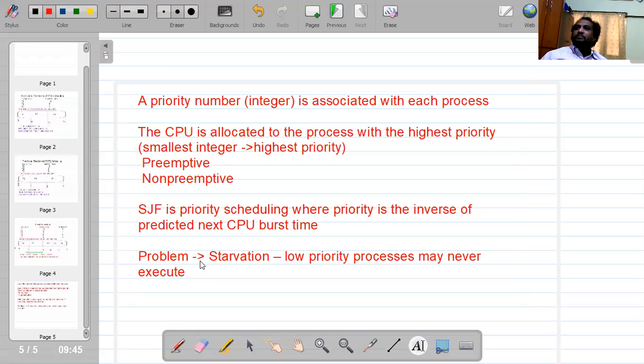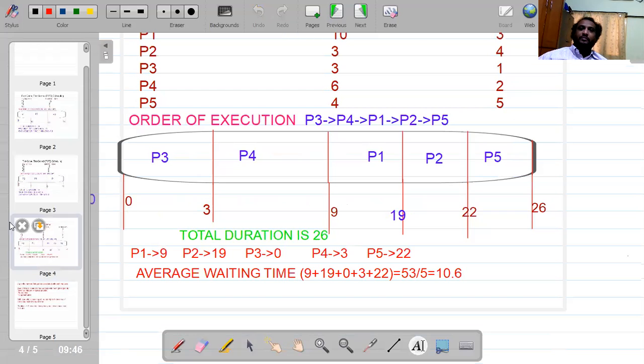Anybody remember this term? Okay, I'll tell you. Starvation is nothing but, if we come back to the example, I'm having 5 processes P1, P2, P3, P4, P5. P5 is executed at the last.